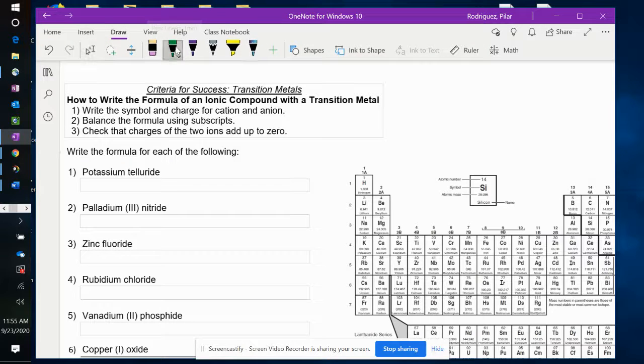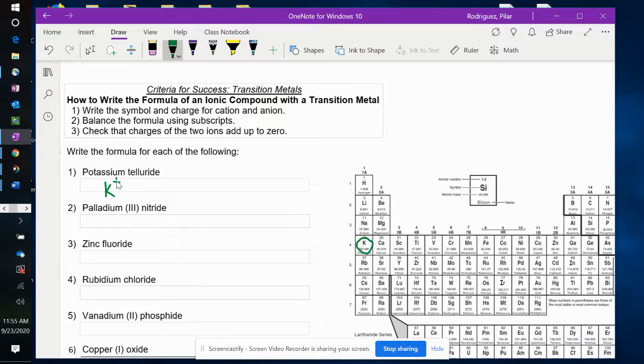Okay, so I'm going to be doing these first two examples so that you can get started on the rest. So, potassium telluride. I have to write the formula. The first thing I have to do is write the symbols, like it says up here, write the symbol and charge for cation and anion. I know that potassium is right here, so it is element symbol K, and the charge is a +1.